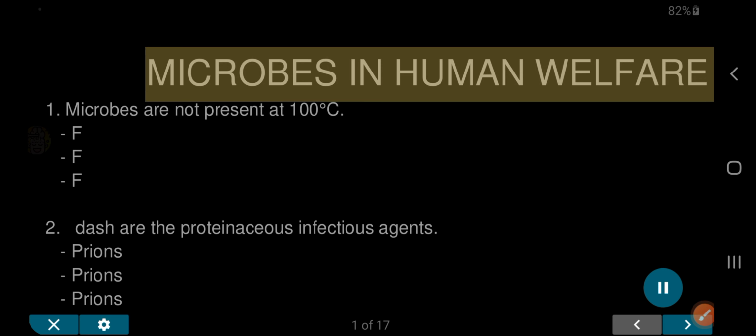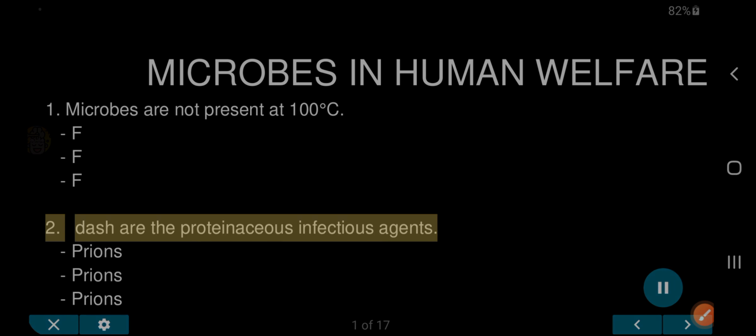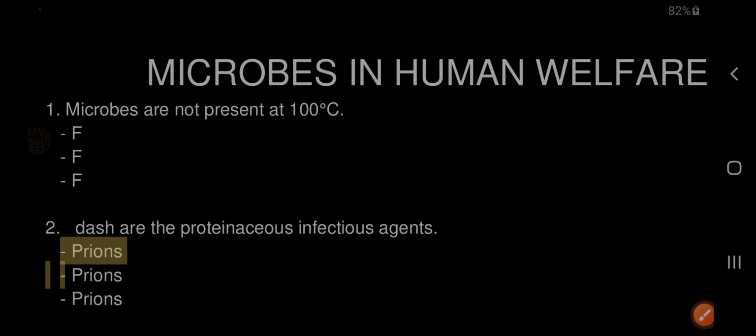Microbes in human welfare. 1. Microbes are not present at 100 degrees Celsius. False. 2. Prions are the proteinaceous infectious agents. 3. Bacterial colonies cannot be seen with naked eye. False. 4. A bacteriophage is shown in diagram.